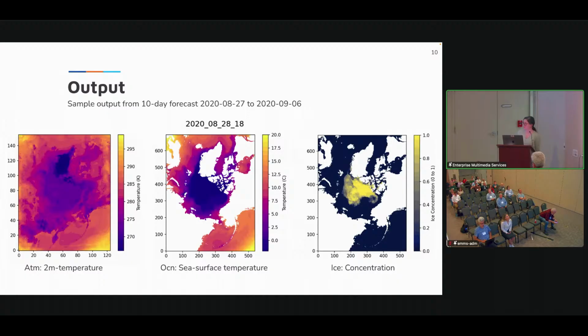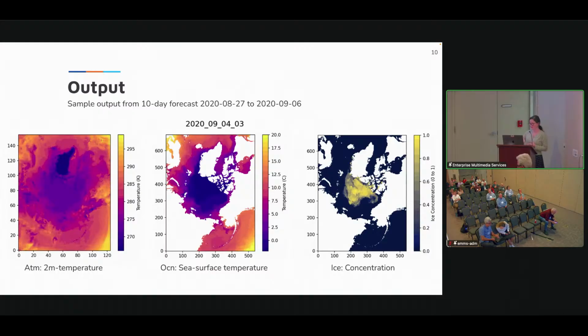And then just some quick output. Right now we have this configuration working. We haven't gotten to the point of doing a lot of analysis or tuning on the model, but we have this 10-day forecast that I mentioned running. This is just showing some quick output of the 2-meter temperature, the sea surface temperature, and the ice concentration over this 10-day forecast period.